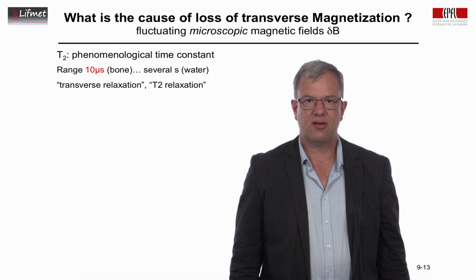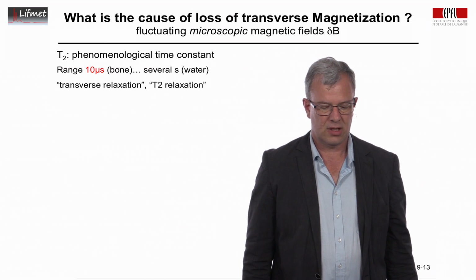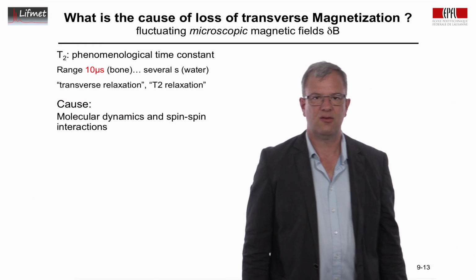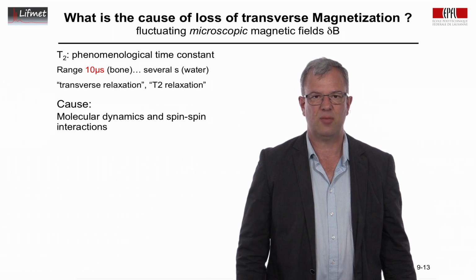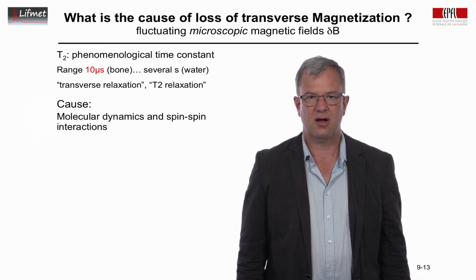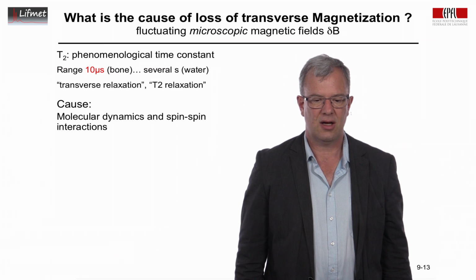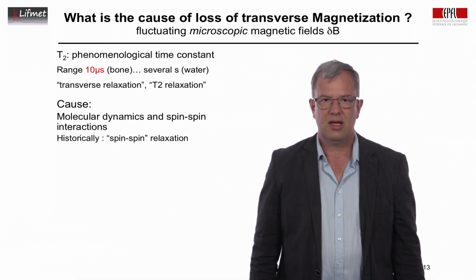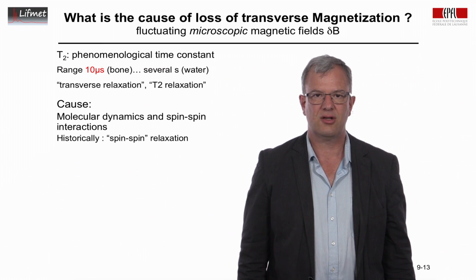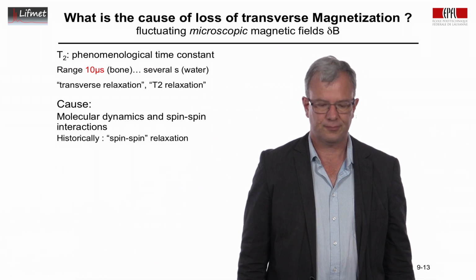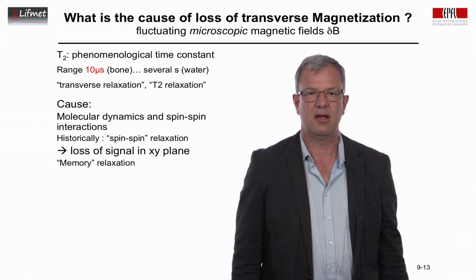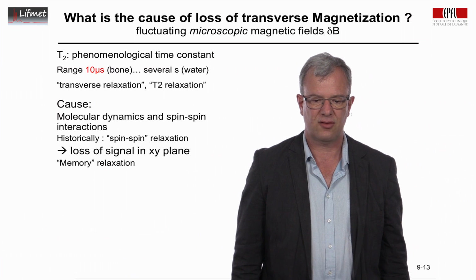T2 is also called the transverse relaxation, T2 relaxation. The underlying cause is molecular dynamics and spin-spin interactions. So if you have nearby spins, and depending on how the molecule moves, this will influence the magnitude of this relaxation constant. It has also been historically called spin-spin relaxation because it is based to a large extent on interactions between spins. And this leads to a loss of signal in the XY plane. It's also called memory relaxation.